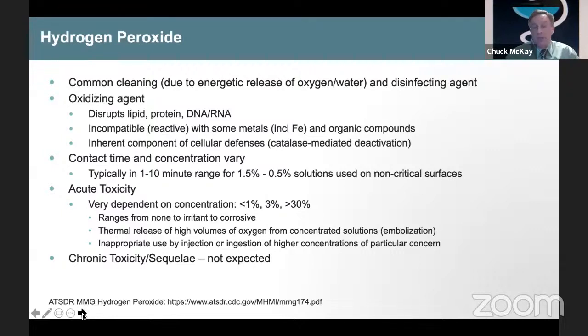Acute toxicity is dependent on concentration, and generally we think of hydrogen peroxide as having very, very little toxicity, but it is a corrosive and an oxidizing agent at high concentrations. And there are some particular problems that come if people are using concentrated products directly or fail to dilute them appropriately, and we'll get into that on the next slide. Chronic toxicity from acute exposure is not really expected unless it were directly from, say, an eye injury. Next slide.